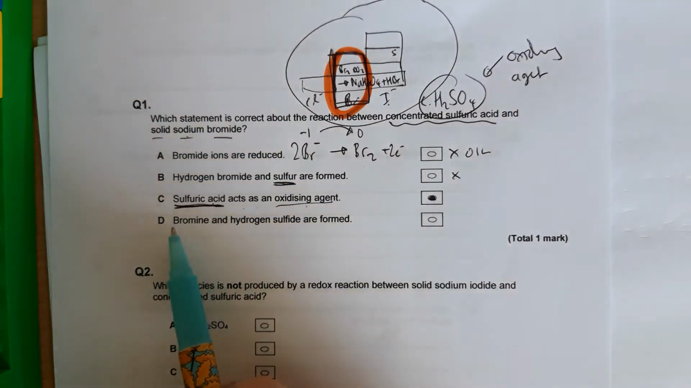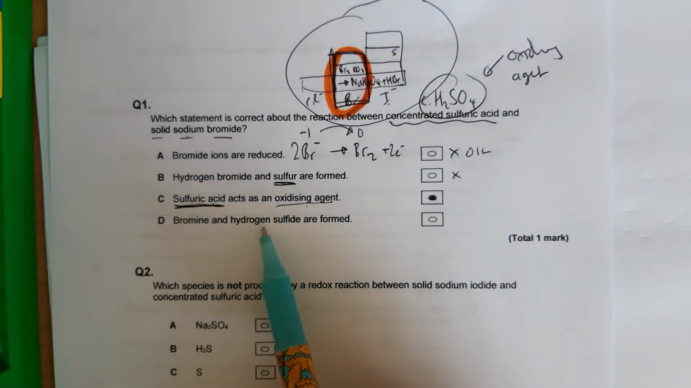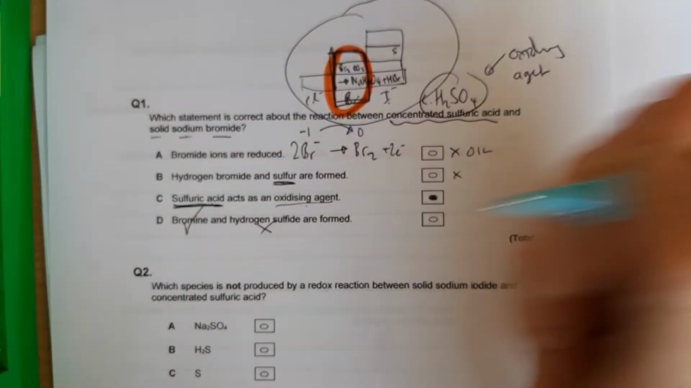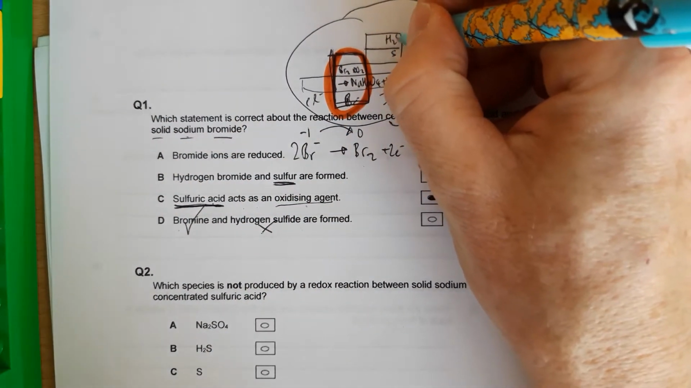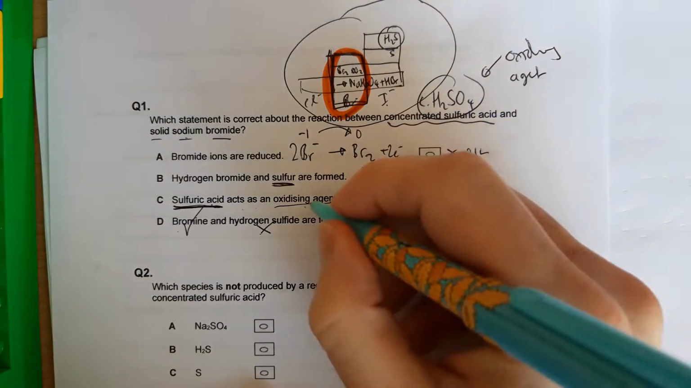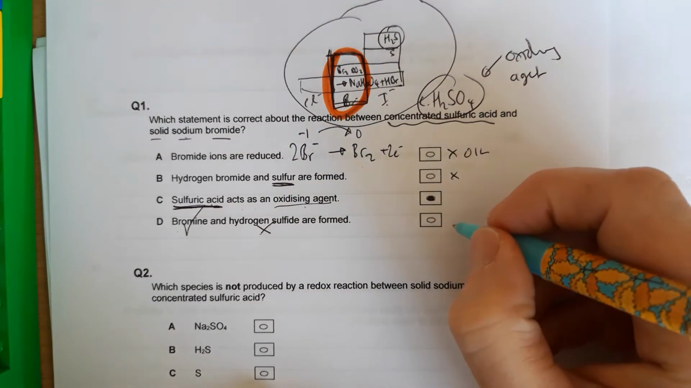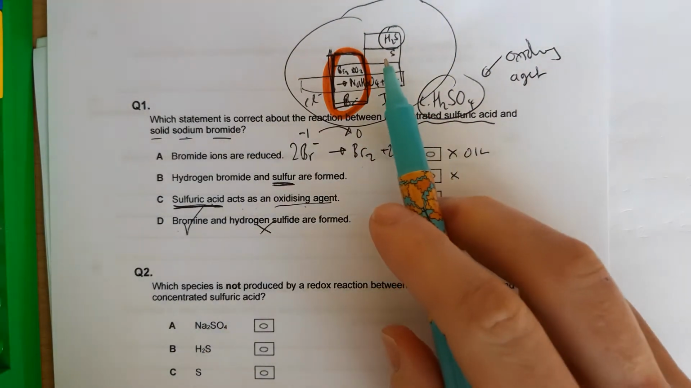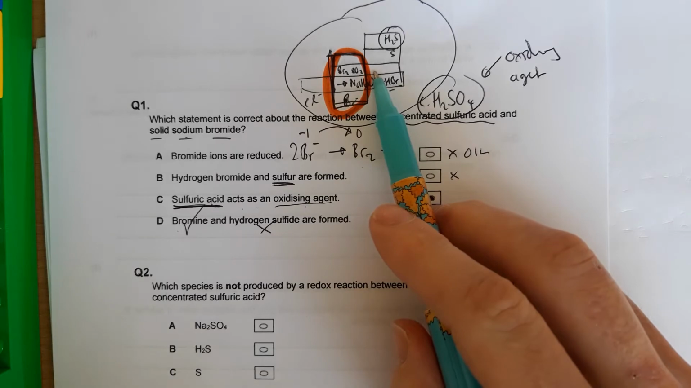Let's just check that the bottom one isn't right. Bromine and hydrogen sulfide are formed. Well, bromine is formed, but not hydrogen sulfide. Hydrogen sulfide is the eggy smell that is formed with iodide. So even if you didn't quite get why C is the correct answer, which I hope you do, you know that it's not A, B or D. And that all comes from using this diagram.